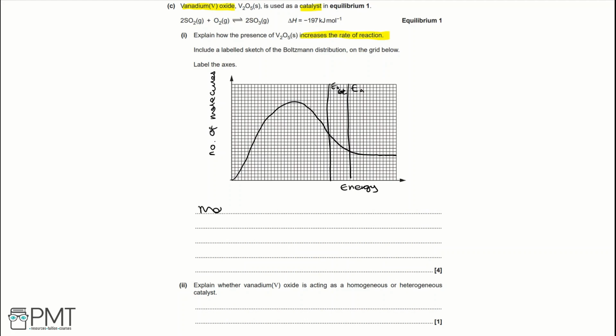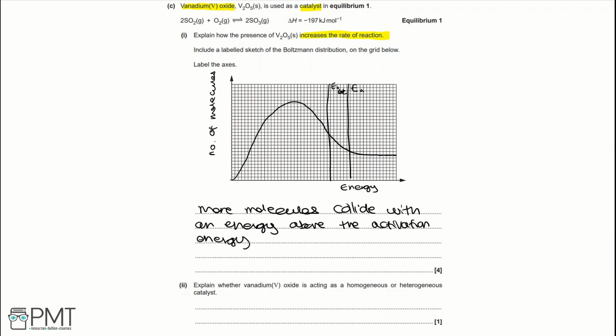So there's a statement that we can write that explains why a catalyst increases the rate of reaction using what we know about the Boltzmann distribution. And that is that more molecules will collide with an energy above the activation energy. That's because with a catalyst, our activation energy has shifted left, and so it's less energy. And this is with a catalyst. So we can write this statement to explain why it's increasing the rate of reaction.